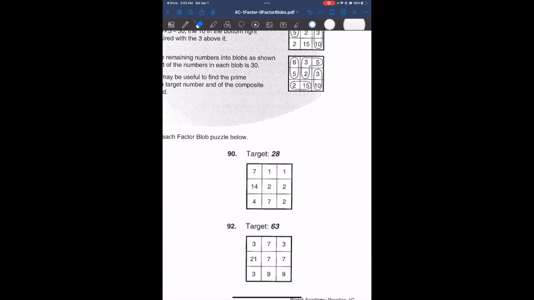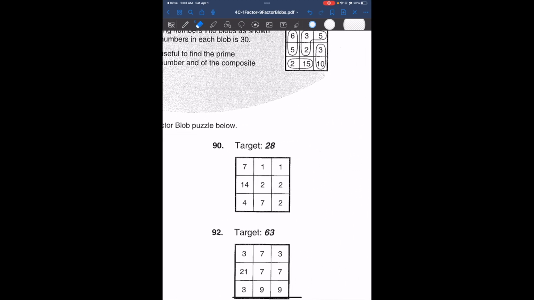For problem 90, we're going to look at the bigger numbers, especially because 28, our target number, is pretty small. We're first going to start by looking at 14, which is our largest number. 14 must be paired with 2 to get to target number 28. So these two are one blob. Then we have 7 and 4 that must be grouped together. This 7 must be paired with the 4 to get to 28.